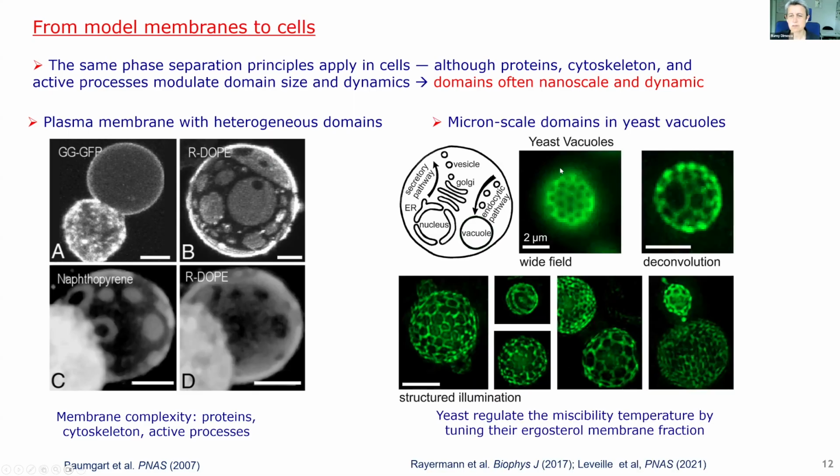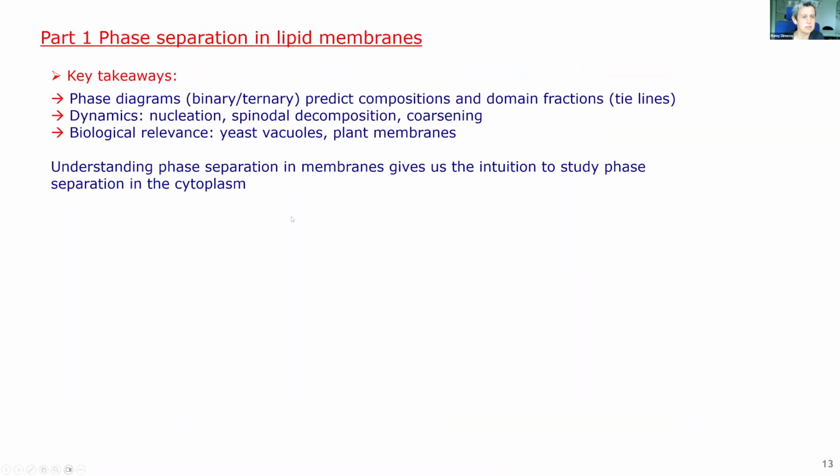And here's one more example of micron scale domains observed in a membrane organelle called the vacuole in the yeast organism. And you see the domain formation here. So the main message is that phase separation can occur and can be observed. It's typically submicroscopic in cells, simply because you have a larger compositional diversity, not only three lipids, for example, but thousands of lipids.